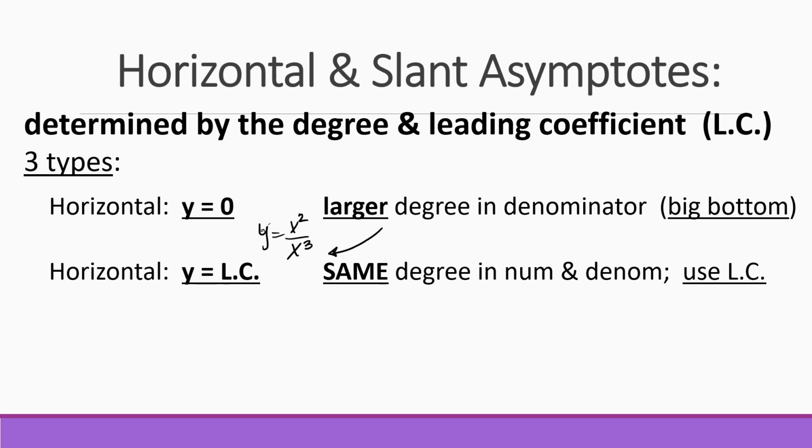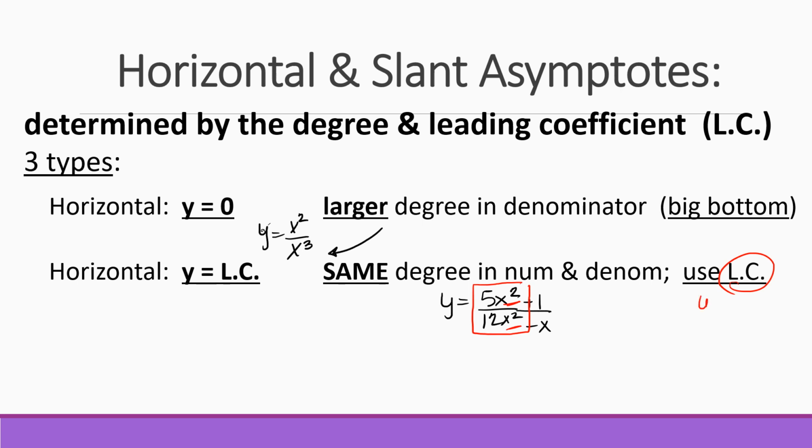Our next one is y equals the LC, or the leading coefficient. This happens when we have the same degree in the numerator and denominator. So let's say my equation is y equals 5x squared over 12x squared, and they could have other values on here, but I'm just looking at the degree of each of them. So in the numerator, I have a 5x squared. In the denominator, I have a 12x squared. That's the largest degree. Since it's equal, then my horizontal asymptote is just going to be the leading coefficients.